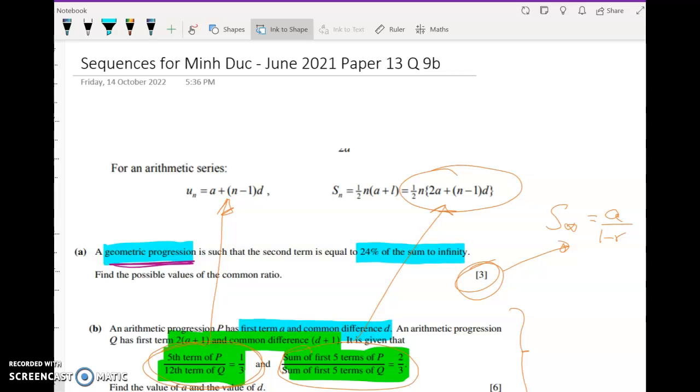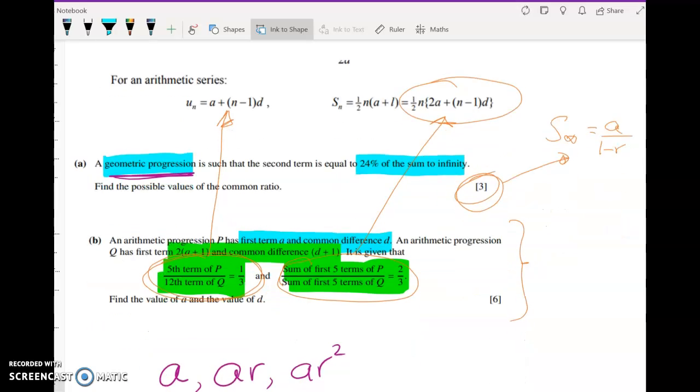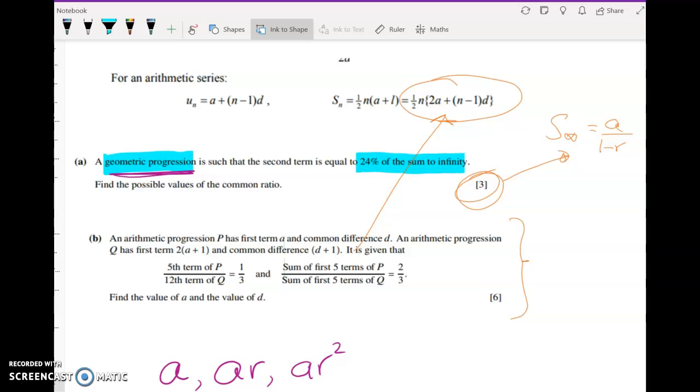Okay, now on to the muckier one. We just have to go slowly. Right, so I'm going to clean up some of this.